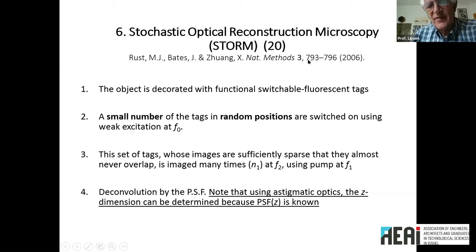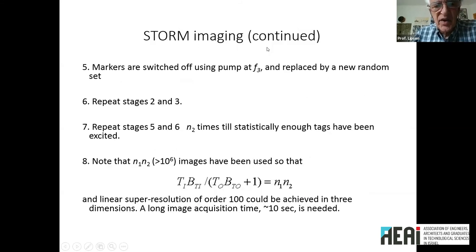STORM is another variation of the same idea, but it's very similar. Both of these were sufficiently different, and both of them were included in the Nobel Prize. This system gives you a super resolution factor of about 20. So these are the different stages, and I just put in the improvement according to Lukosz's theory in terms of space bandwidth product.